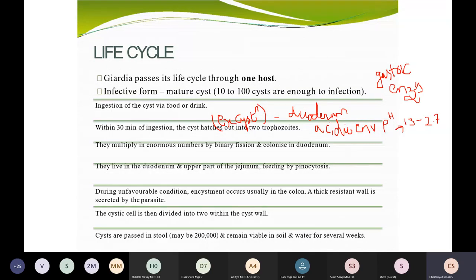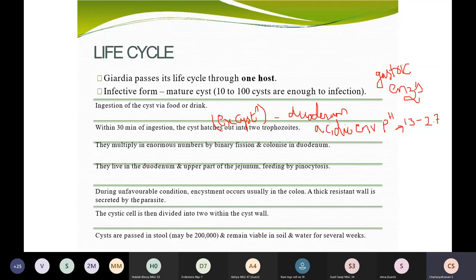Pancreatic enzymes, which include chymotrypsin and trypsin. Due to the presence of these enzymes as well as the juices, the environment inside the duodenum will be acidic in nature. So whatever cyst has reached the duodenum undergoes the excystation process and forms two trophozoites. Okay.